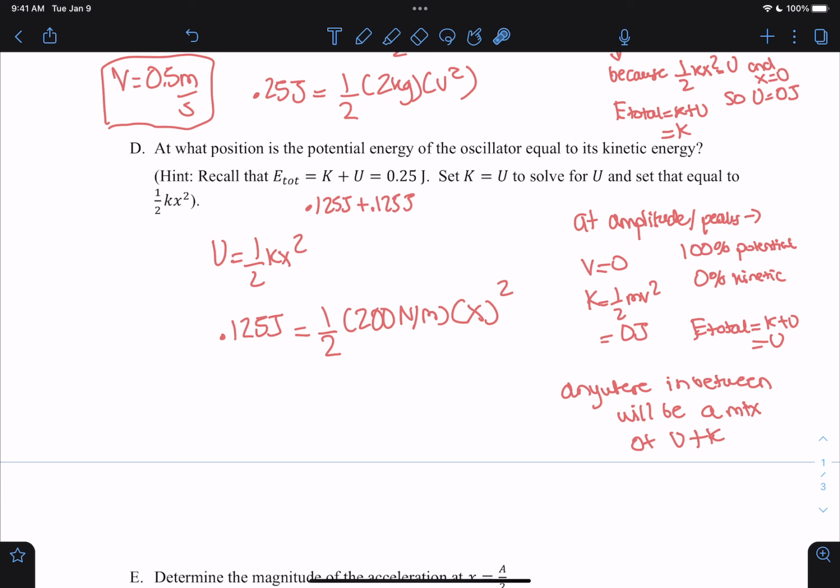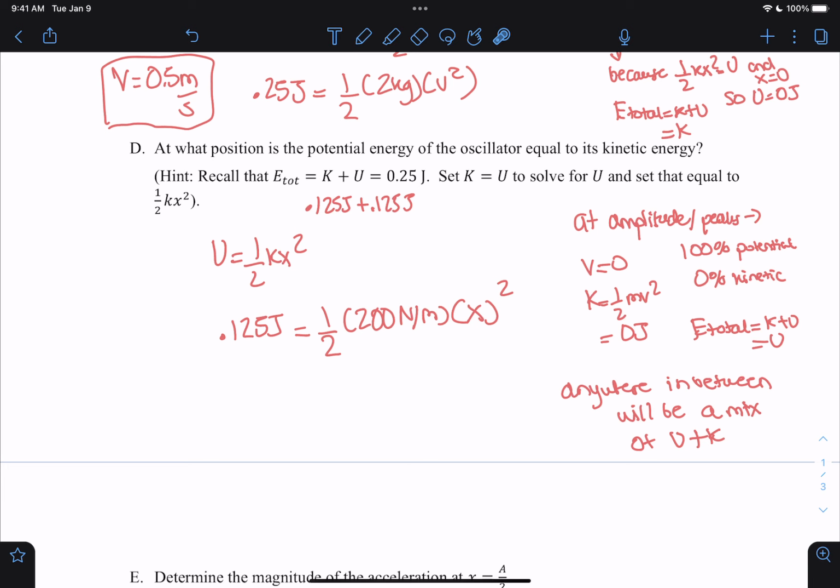Now, we can't do the same thing with kinetic because kinetic energy doesn't have a value of distance. It only has a value of velocity or speed, half mv squared. So we can't really relate 0.125 to a specific position away. But we can use the idea that spring potential energy is half kx squared. So if we have 0.125 joules as our spring potential energy, we can set it equal to the spring potential energy equation and solve for x.